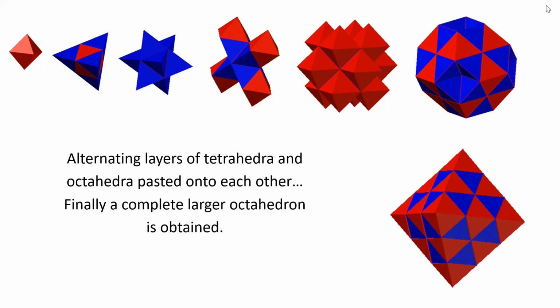We started with an octahedron in the middle and ended with an octahedron at the end. If we keep on packing, we can even make an even larger tetrahedron. So you can tile 3-dimensional space with interlocking tetrahedrons and octahedrons.